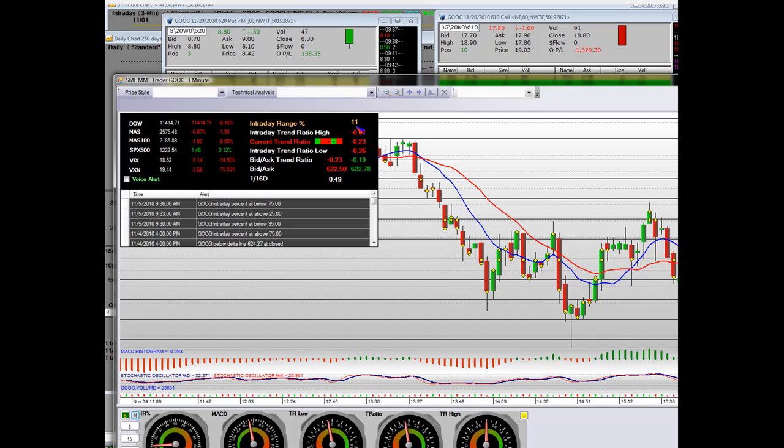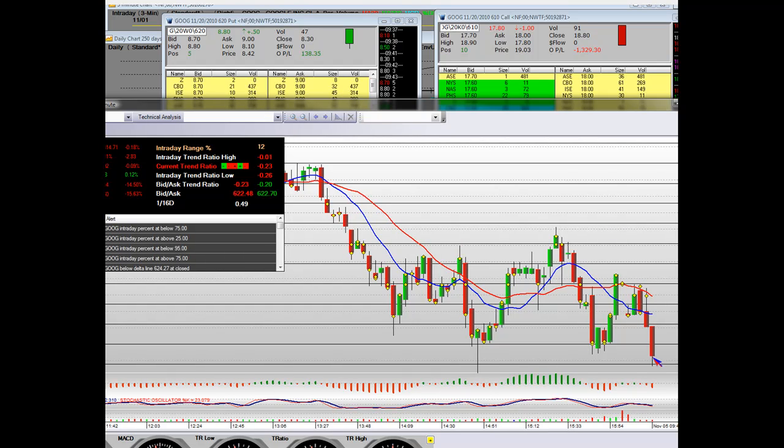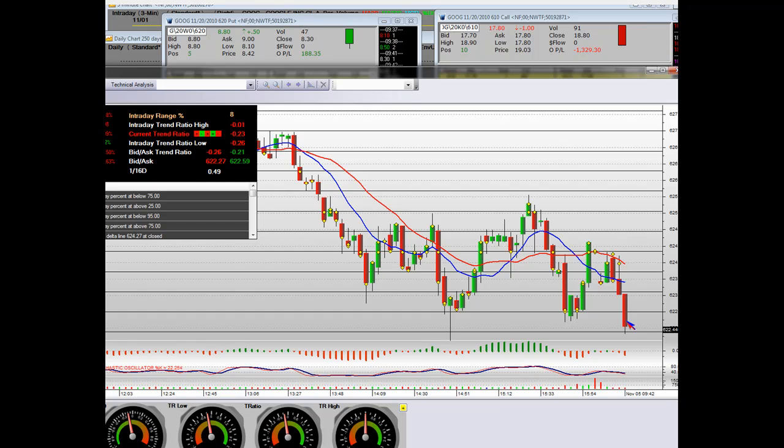My new MMTs, you hit 0. You popped immediately off that bottom there. And your intraday trend ratio low is 0.26. You're at 0.23. There's a little bit of improvement there, but not much. MMT. Here you are at price action on the opening bell on Google.